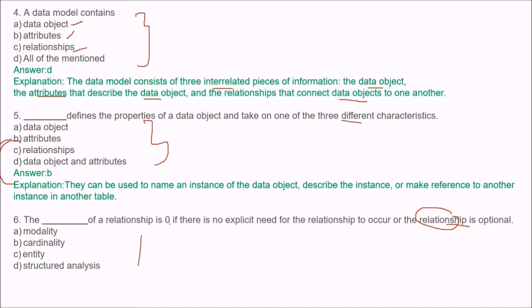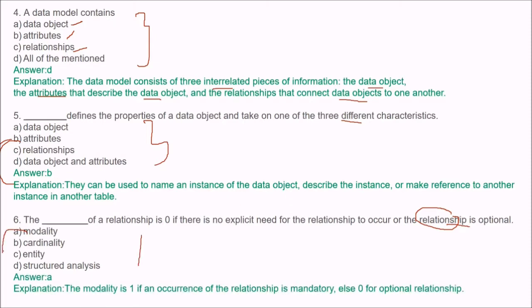The dash of a relationship is 0 if there is no explicit need for the relationship to occur or the relationship is optional. These are options for you. What is the correct option? The answer is modality. The modality is 1 if the occurrence of the relationship is mandatory, 0 if it has an optional relationship.